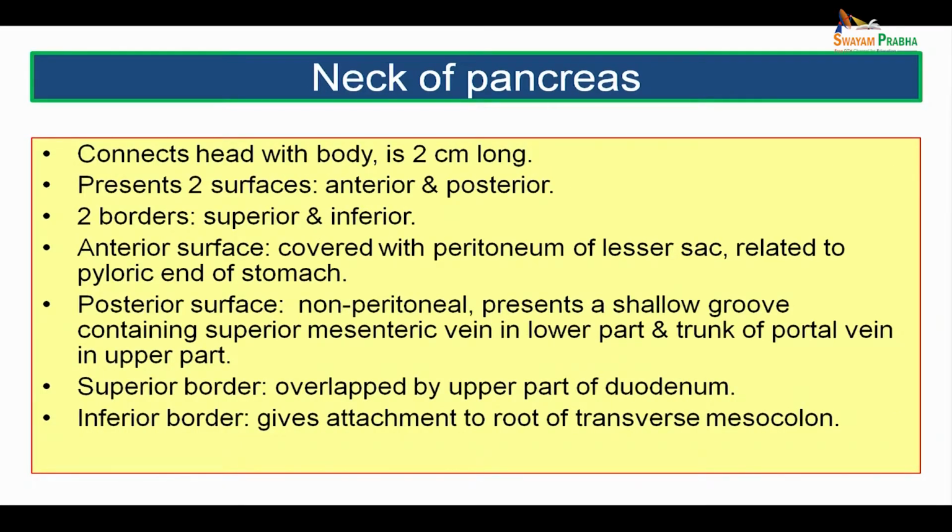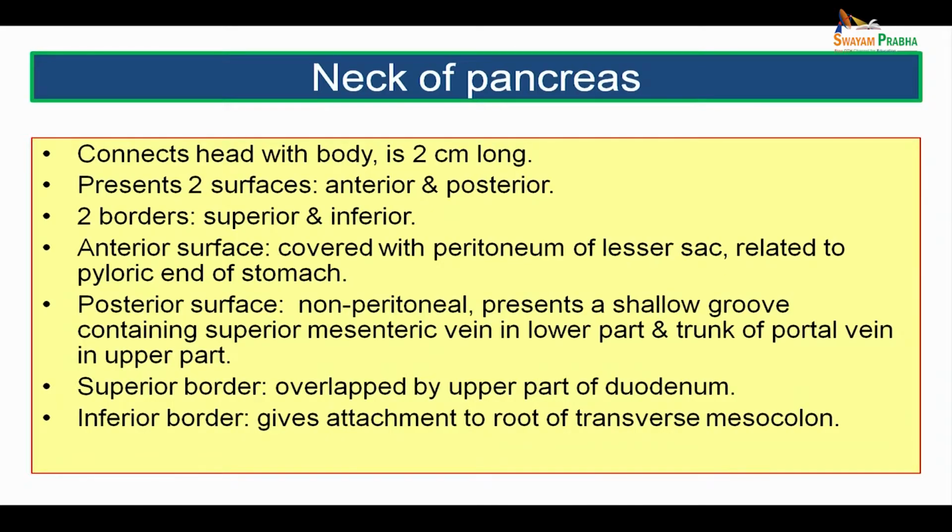Let us now move on to the neck of pancreas. The neck connects the head with the body and measures about 2 centimeters in length. It presents two surfaces, anterior and posterior, and two borders, superior and inferior. The anterior surface is covered with peritoneum of the lesser sac and is related to the pyloric end of the stomach. The posterior surface is non-peritoneal and presents a shallow groove containing the superior mesenteric vein in the lower part and the trunk of the portal vein in the upper part.